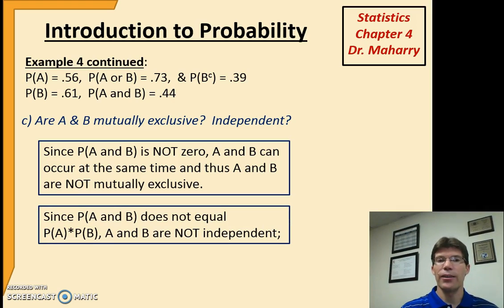Also, remember that if A and B are independent, then the probability of A times the probability of B should equal the probability of A and B. Well, that's not true in this case. If you take A, 56%, times B, 61%, you do not get 44%. So A and B are not independent. You could also note on the previous slide that the probability of B given A was different than the probability of B, which means knowing something about A affects the probability of B. So these are not independent events.